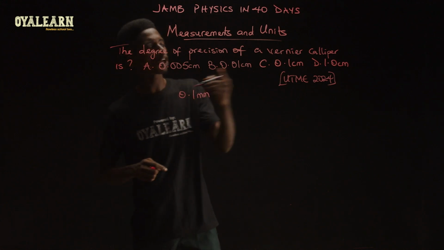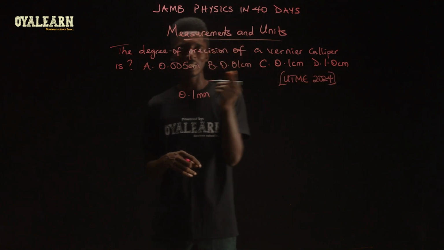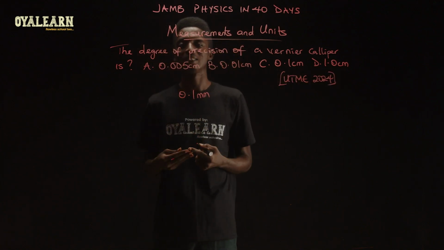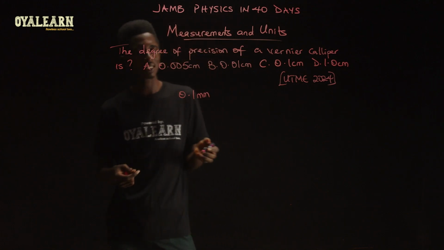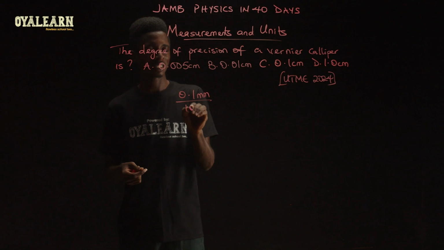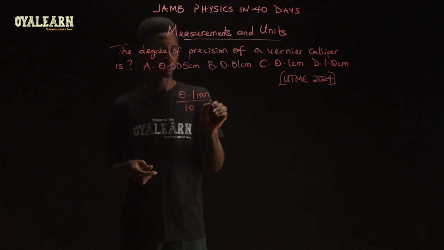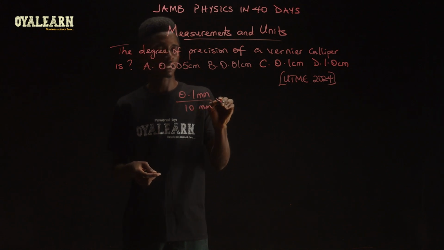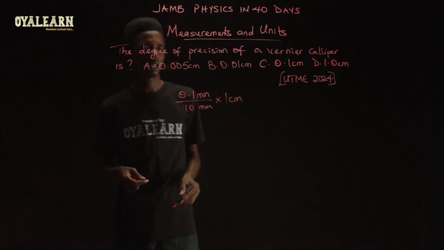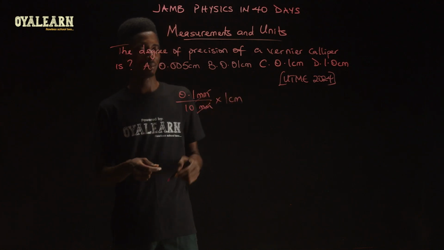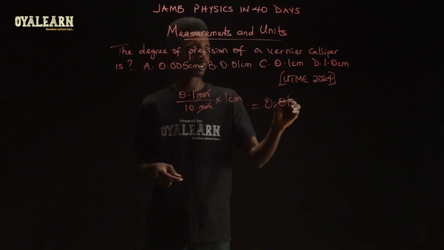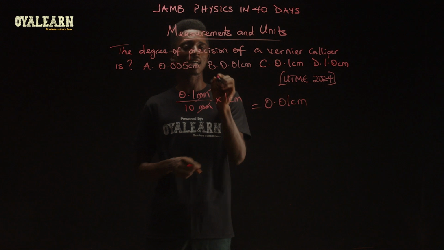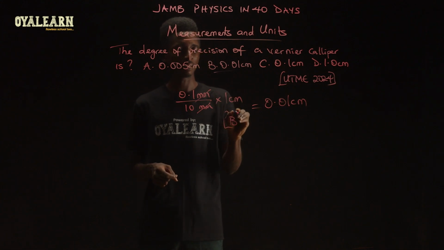millimeters. But of all the options we have here, they are all in centimeters. So meaning we have to convert this into centimeters. So to convert this into centimeter, we divide by 10. Right? And this would be millimeters times 1 centimeter. So we see here millimeter cancels millimeter, and then what we have left is 0.01 centimeter. So the correct answer here is option B.